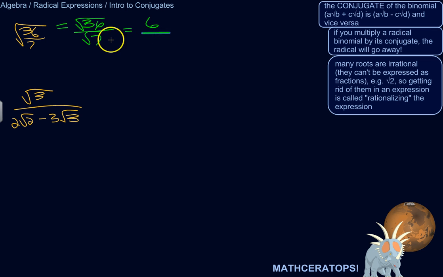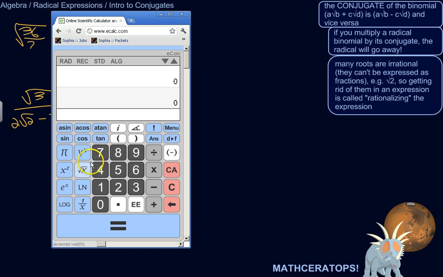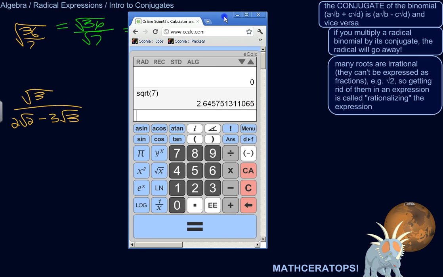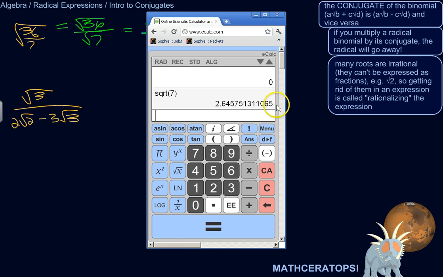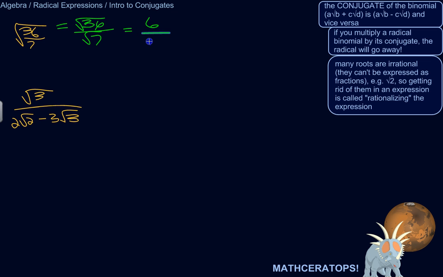Square root of 7, you could turn that into a strange number. Let's see what that would be. Sorry, square root of 7. 2 point something, and the numbers go on probably forever without any discernible pattern. So you could just leave that as square root of 7.